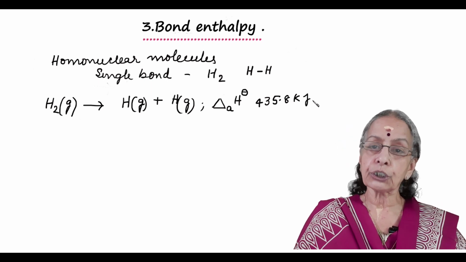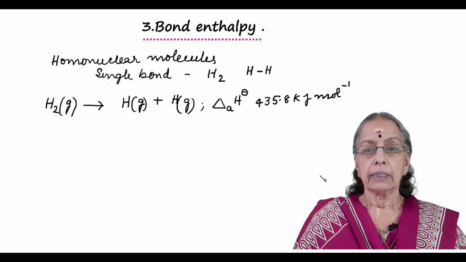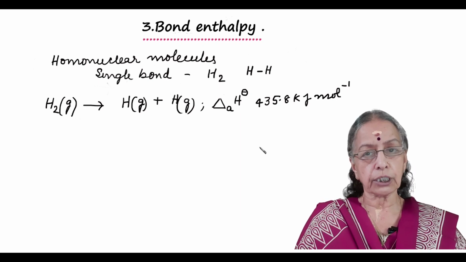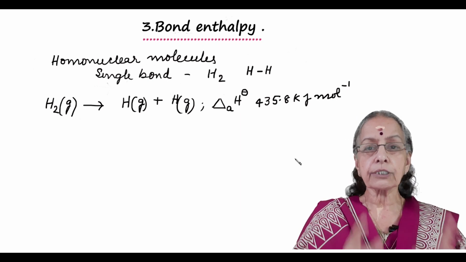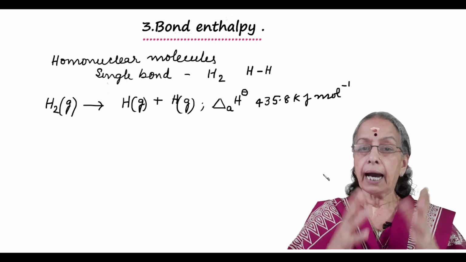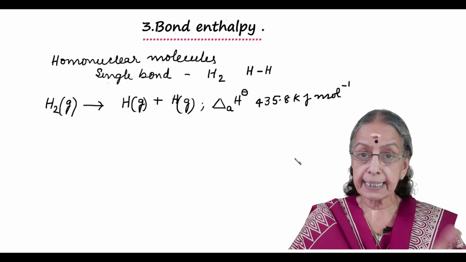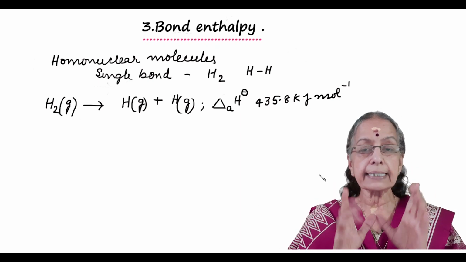435.8 kilojoules per mole. Let me explain. Why do substances enter into bonding? It is only to make them stable. And how are they made stable? By losing energy. Less the energy, more the stability.